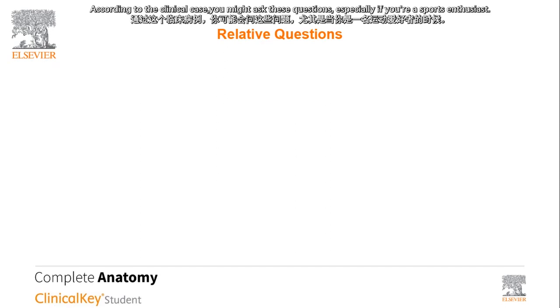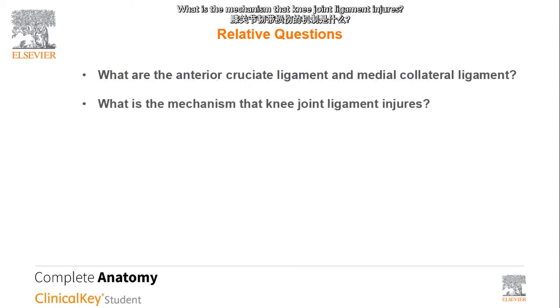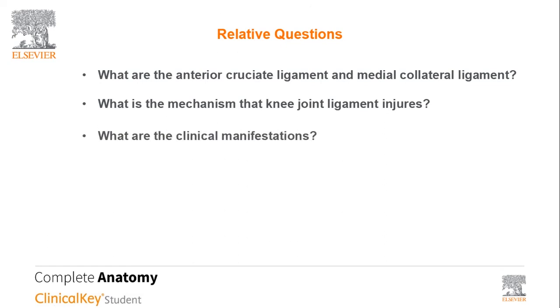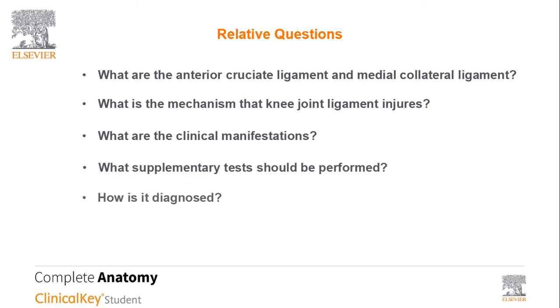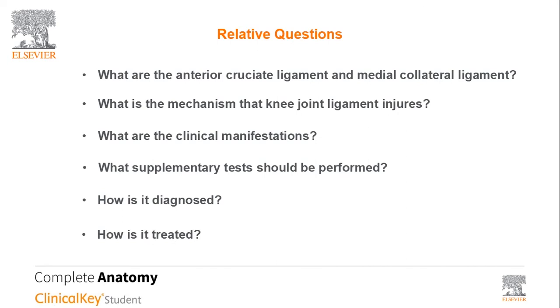According to the clinical case, you might ask these questions, especially if you are a sports enthusiast. What are the anterior cruciate ligament and medial collateral ligament? What is the mechanism that knee joint ligament injures? What are the clinical manifestations? What supplementary tests should be performed? How is it diagnosed? How is it treated?